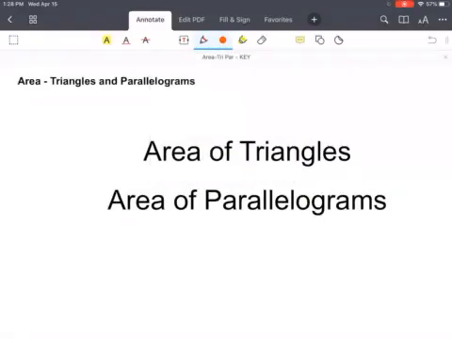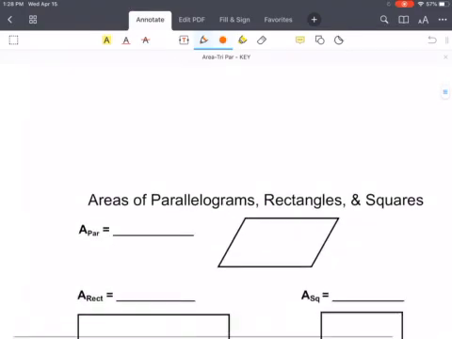All right, we're going to start a unit on area. And before we get into all of the new shapes, we're going to spend today pretty much doing a lot of review, or at least reminding of how to find area of triangles and different types of parallelograms. We're going to start first with parallelograms.